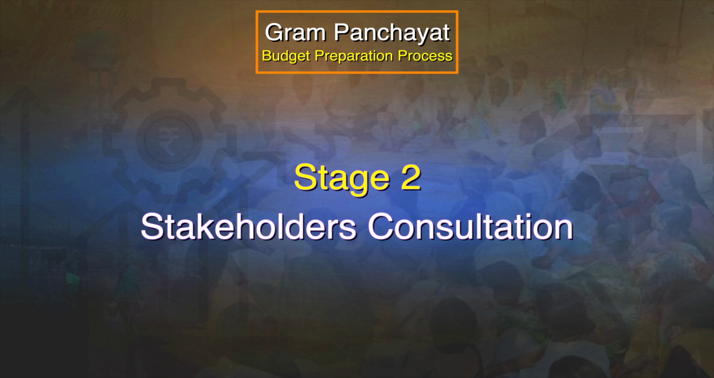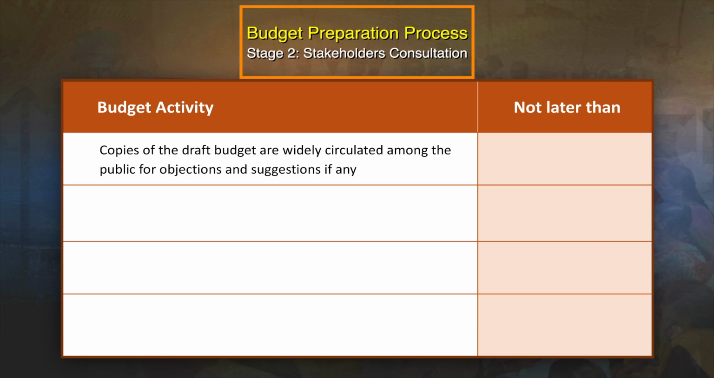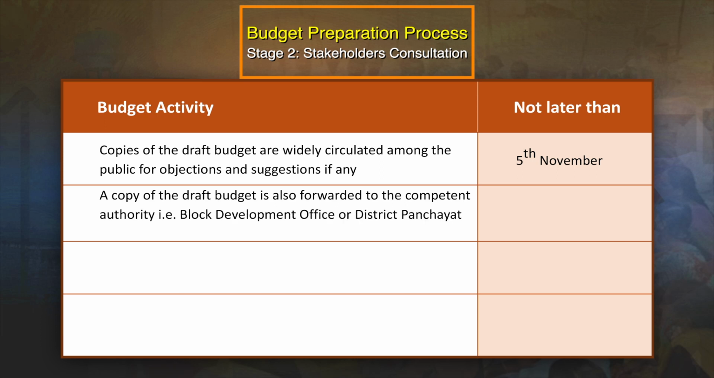Now we move on to Stage 2, Stakeholders Consultation. In the Stage 2 also, the columns are the same, so we move on into it. Copies of the draft budget are widely circulated among the public for objections and suggestions if any, but not later than 5th of November. A copy of the draft budget is also forwarded to the competent authority, that is, Block Development Office or District Panchayat Officer for comments, but not later than 7th of November.